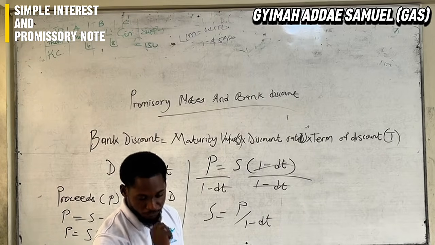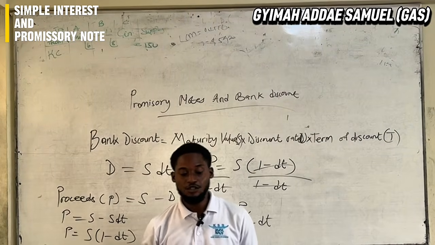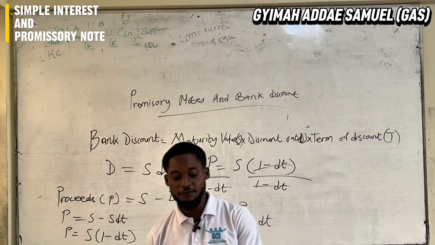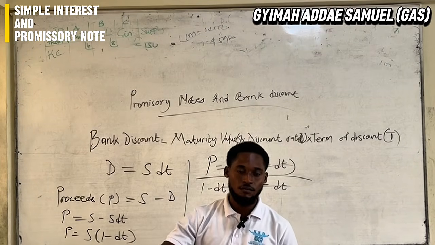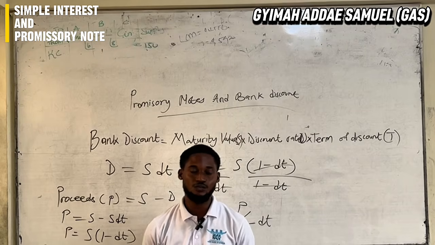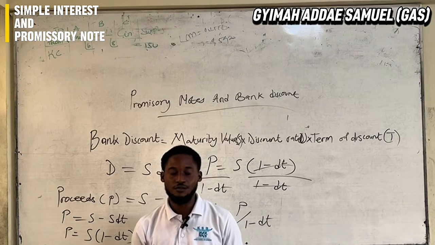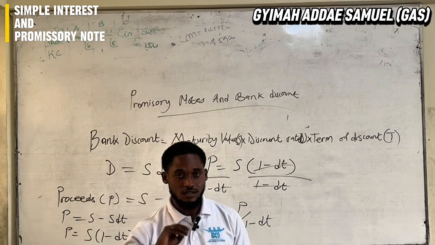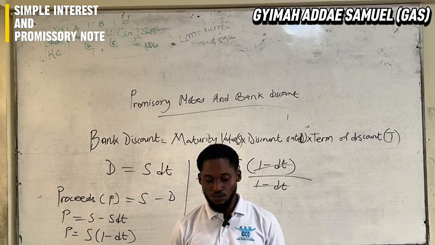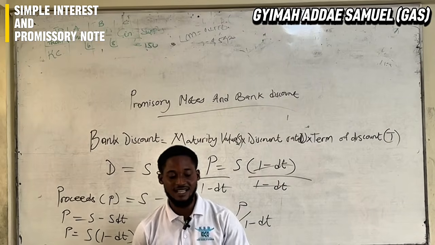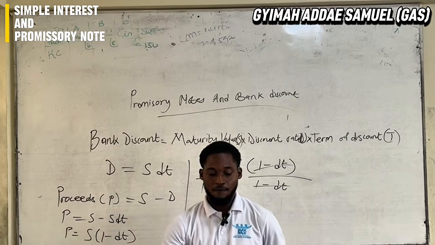Now, computing the maturity value of an undiscounted note. As discussed earlier, the maturity value of a promissory note is the sum of the face value, which is the principal, and the interest. The principal is the exact amount borrowed before the interest is attached. So maturity value is principal plus interest.